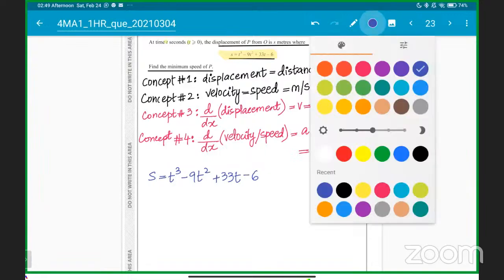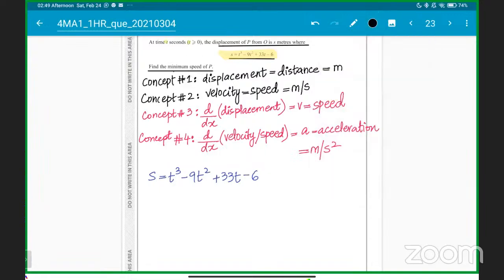The first thing, because I need to find the minimum speed, is to differentiate S, the displacement, with respect to time. The differentiation of the distance S with respect to t, where t stands for time and S stands for the distance. So how do you differentiate? Simple thing. It will be 3t squared minus 18t plus 33.